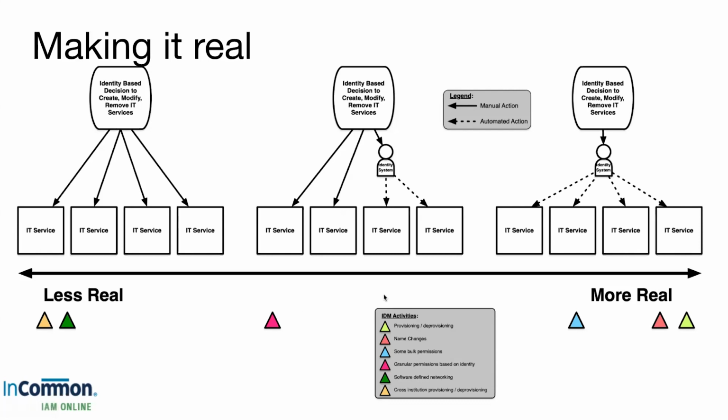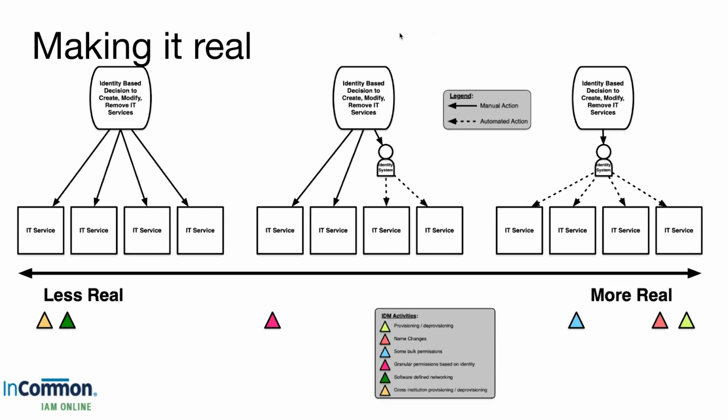So I drew this out as a spectrum with different levels, with the most automated being what you would see on the right, and the least automated being on the left. So particular activities, name changes, a lot of those are pretty automated these days, maybe not totally. If you go to the other end, software-defined networking, not so much.